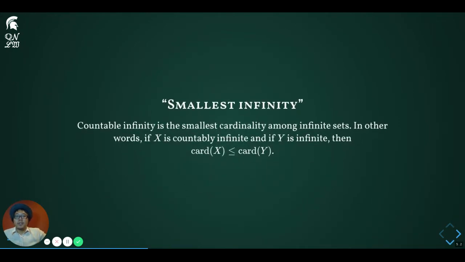As part of the definition, since bijections are also injections, we see automatically any countably infinite set is infinite. Countable infinity turns out to be the smallest type of infinity when it comes to cardinality of sets. We will prove in the next slide that if X is countably infinite and Y is just infinite, then there is an injective function from X to Y.